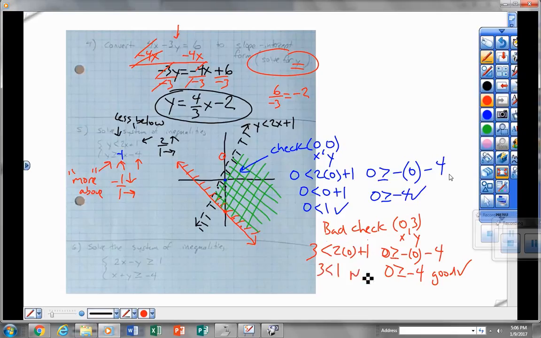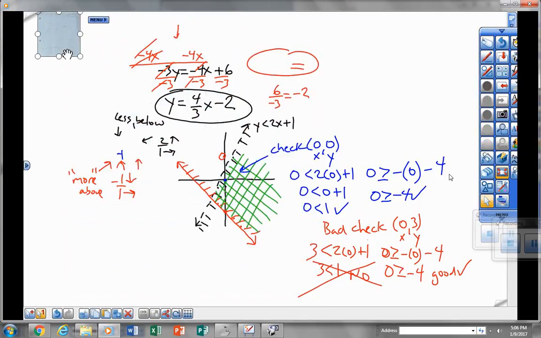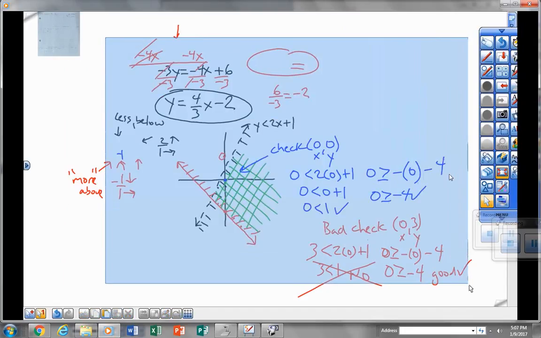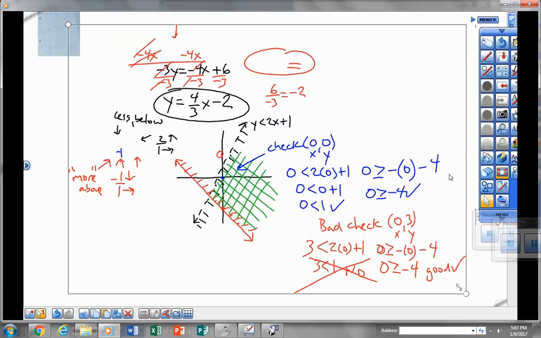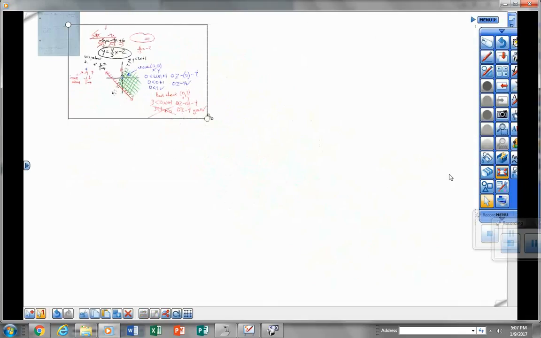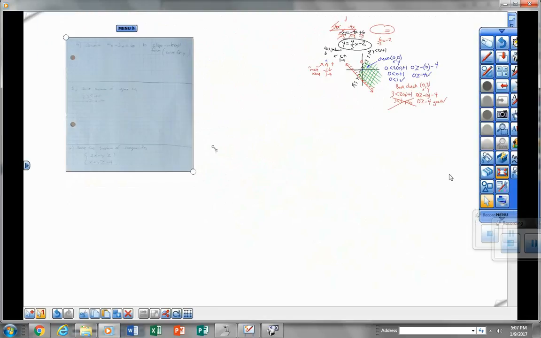That is no good. The other one, if I plugged in 3 for y and 0, that would have given me 0 greater than negative 4, and that one, 3 greater than negative 4, that would have been a good statement for that one. So sorry about that bad check right there. You will not need to check on the final exam, so do not worry about checking it.